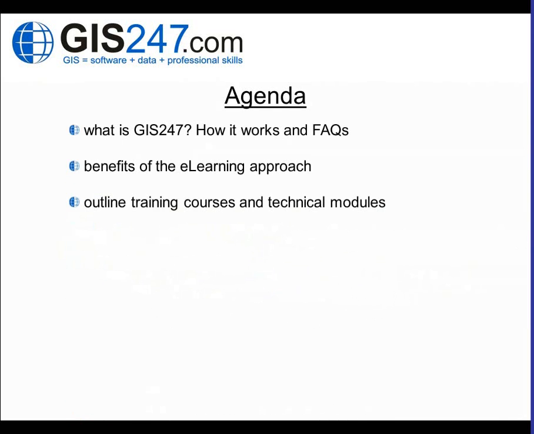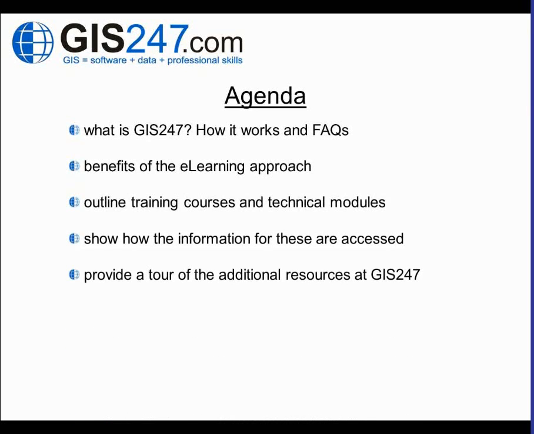I'll outline the type and scope of the training courses and technical modules that are available. And I'll show how the information for the courses and modules are accessed, the presentations, the data and the exercises. I'll also give you a tour of the additional resources that are available to help users plan and manage their training. For example, course timings and keeping track of progress with each user's own dedicated My GIS247 homepage.